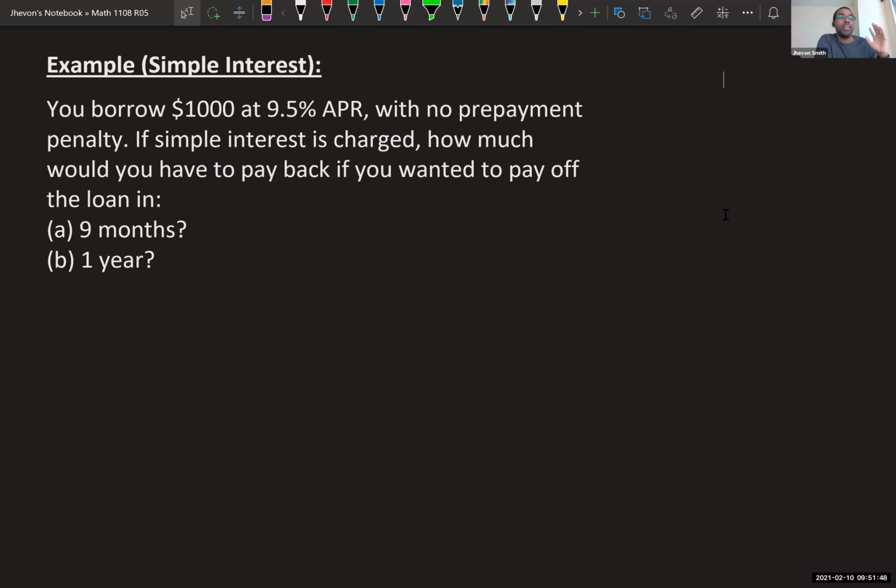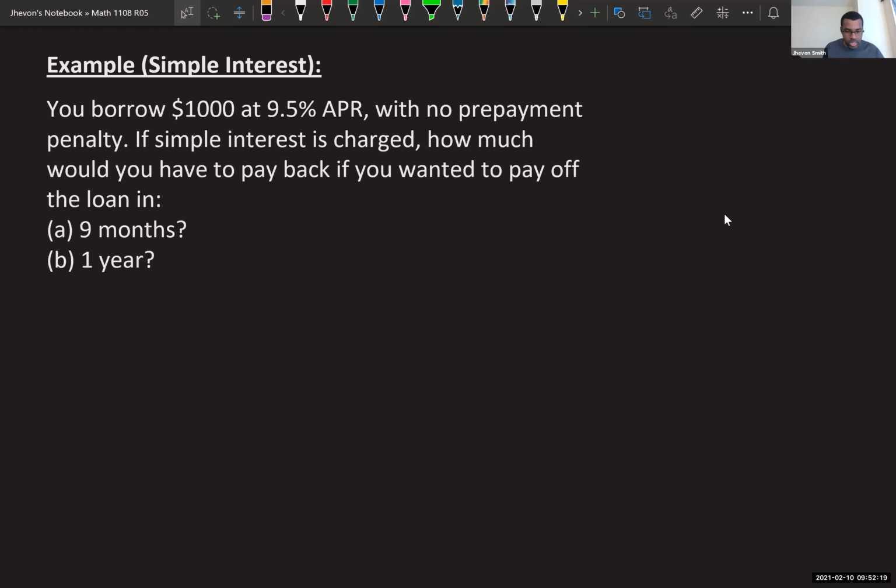So sometimes you borrow money, if you pay it back early, they hit you with a fee because you're actually cheating them, quote unquote, out of interest, right? But let's assume that's not the case. If you pay it back early, you're not going to pay any of the interest, they just hit you with interest, whatever, up until that point. Okay, so there's no prepayment penalty, you borrow $1,000, 9.5% APR. Assuming simple interest is charged, how much would you have to pay back if you pay it back in 9 months or 1 year? So that's what we're going to do.